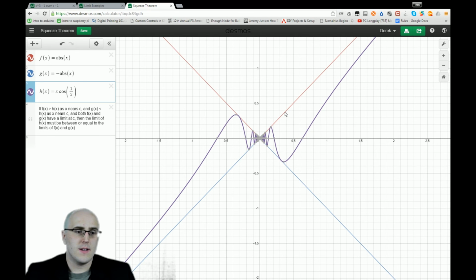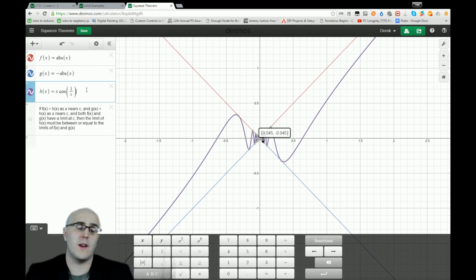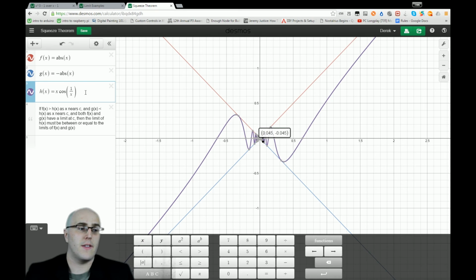Now, since we know the limits of this one and the limits of this one at x equals 0, we can use the squeeze theorem to prove that the limit of this one has to be between the two, or equal to. Since this one's limit is equal to 0 as x approaches 0, and this one's limit is also equal to 0 as x approaches 0, then we know that the limit of x cosine 1 over x has to be equal to 0 as well, because it's between those two.